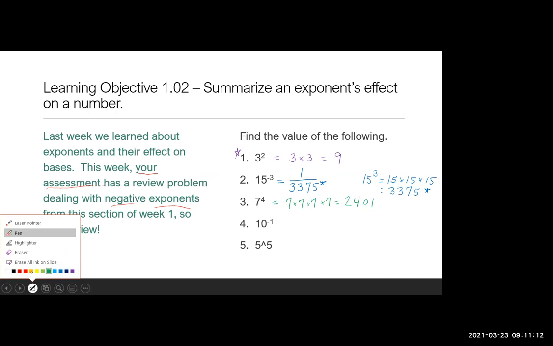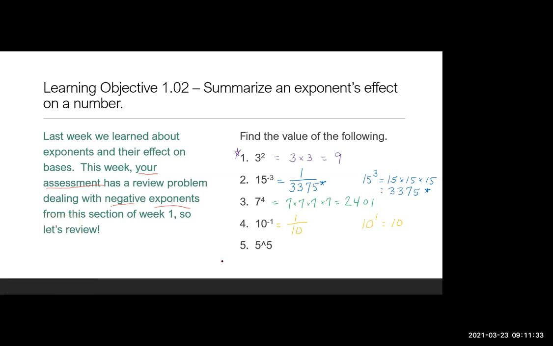All right, let's do 10 to the negative 1. Now we'll come over to the side and figure out what 10 to the 1 is. That means to write 10 1 time. Okay, that's pretty easy. But now let's deal with the negative exponent. So now we put 1 on the top and that 10 on the bottom.